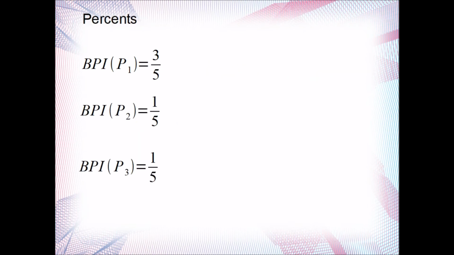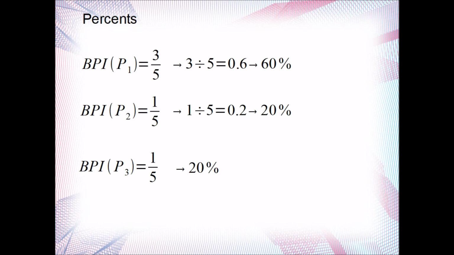I had said earlier that you could convert these to percentages if you want to. I don't really care that much. But if we wanted to do 3/5 as a percentage, we would just do 3 divided by 5, which is 0.6, then multiply that by 100 to get 60%. Same thing for player 2, 1 divided by 5 is 0.2, multiply that by 100, we get 20%. And player 3 is the same as player 2.